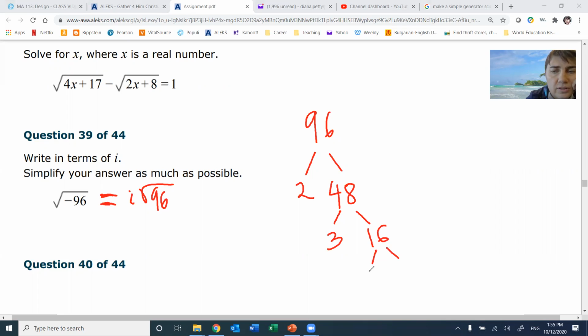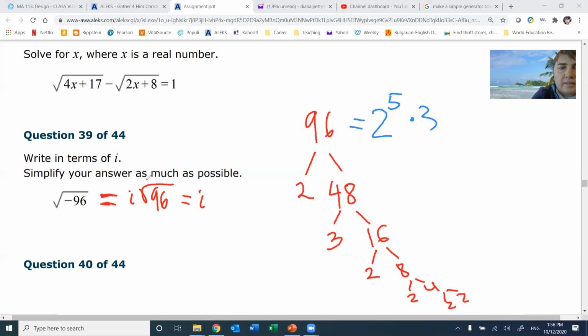And this is 2 times 8, which is 2 times 2, oh, 2 times 4. So the whole 96 would equal 2 to the power of 5 times 3, right? So let's put this under the radical and see. Okay, so we have the i in front. This is a square root, so I'll make this into 2 to the power of 4 times 2 times 3, which is 6.